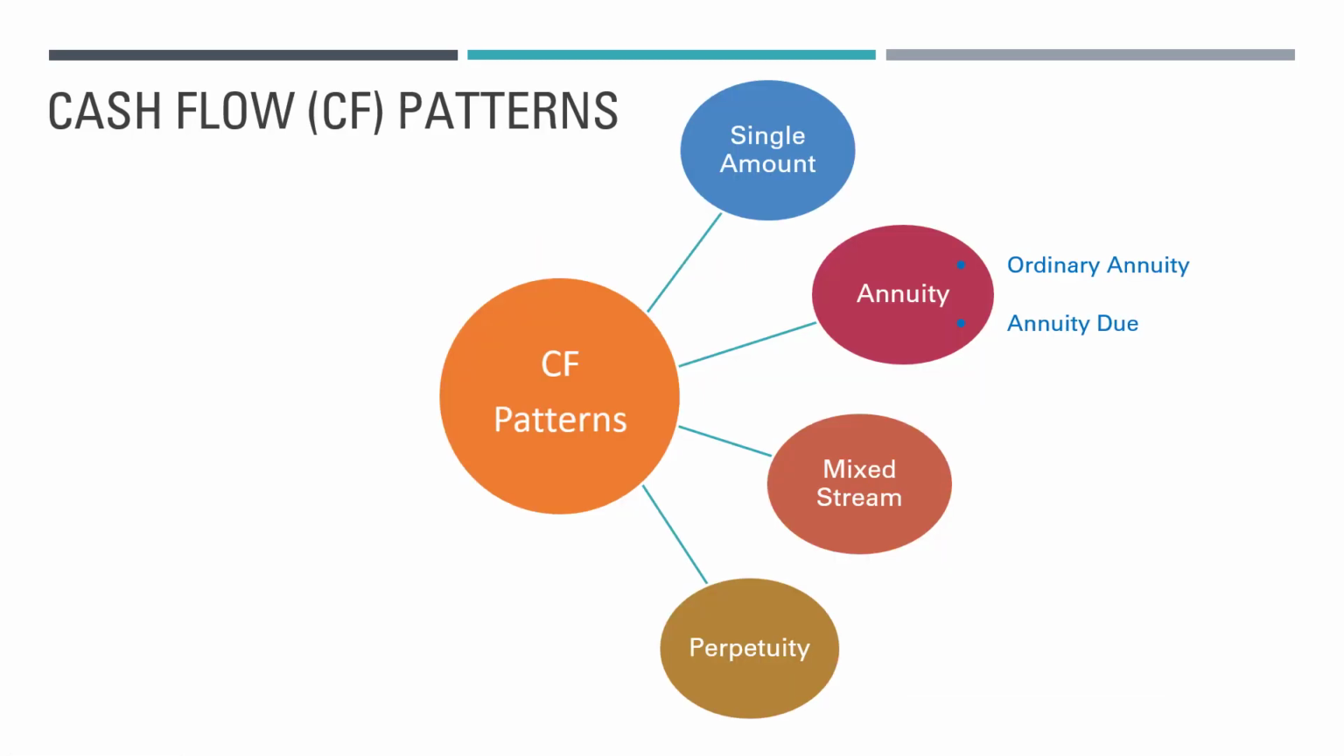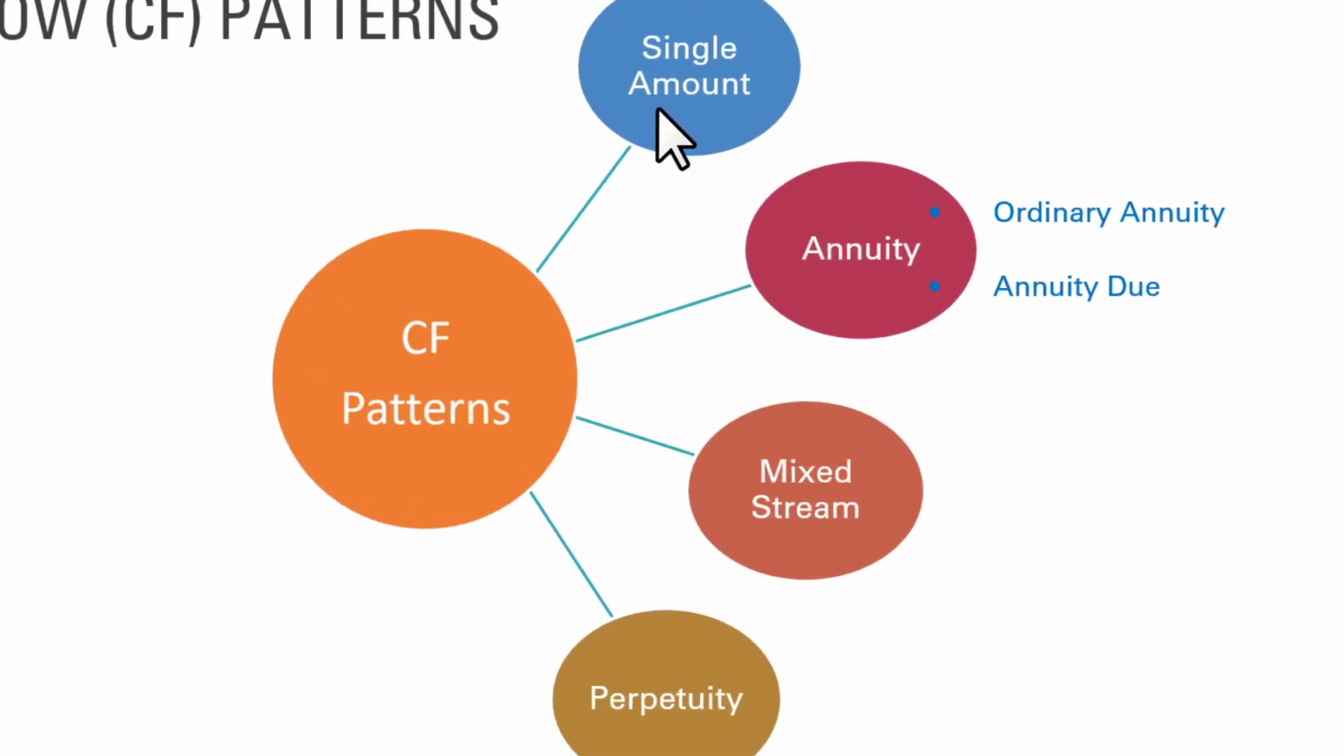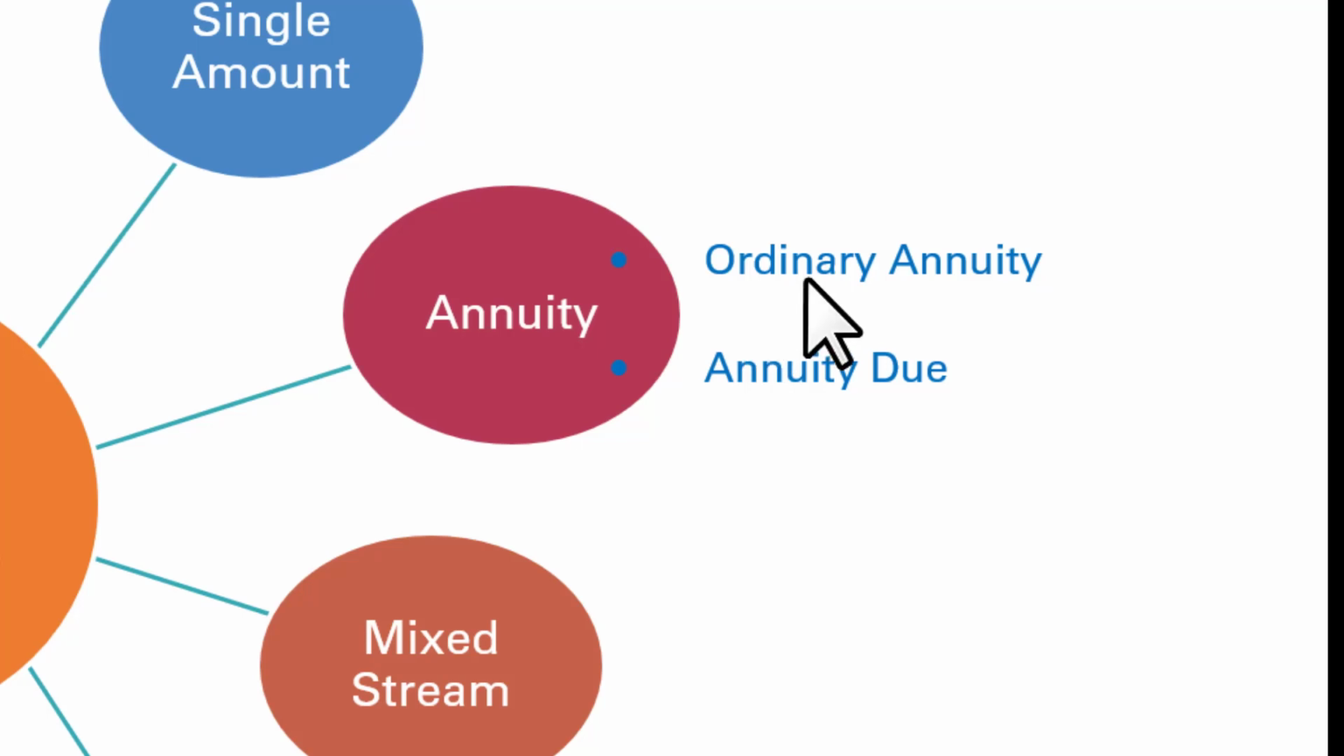Another very important note is to identify the cash flow patterns. It's very important for you to know the different types of cash flow patterns involved in valuation. A typical one will be things like single amount, annuity, mixed stream, or perpetuity. For annuity, there are two types: either ordinary annuity or annuity due.